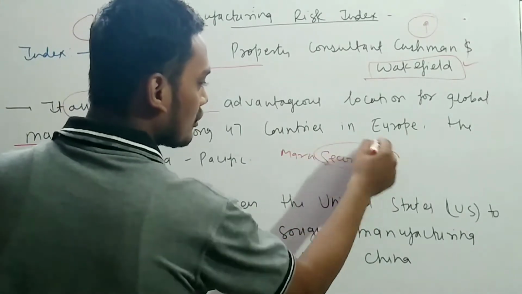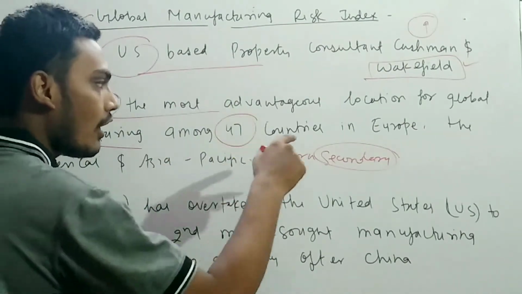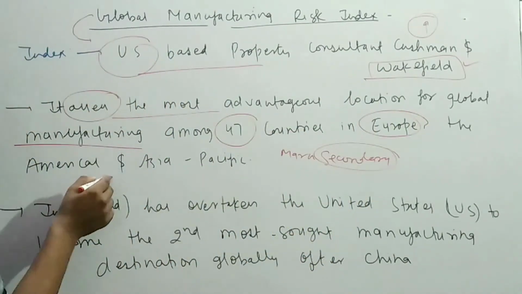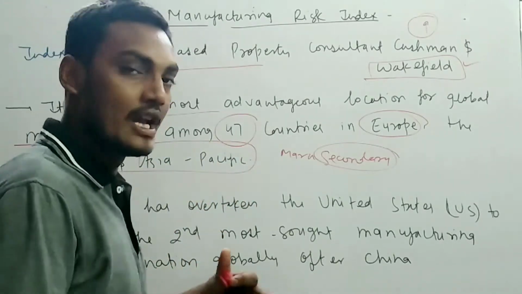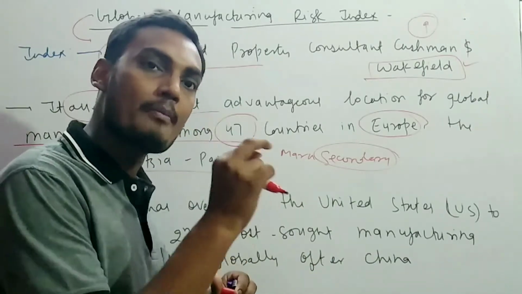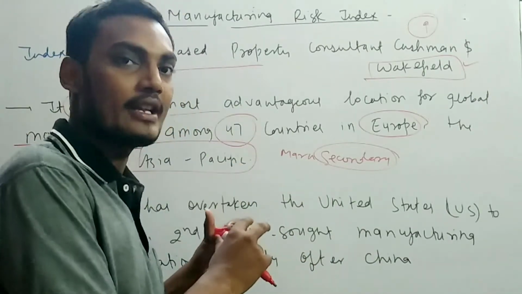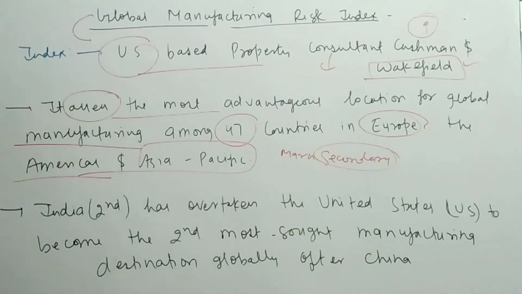Among the 47 countries of Europe, the Americas and Asia Pacific, it assesses which are the globally most competitive manufacturing countries, as decided by this report. So this is very important.